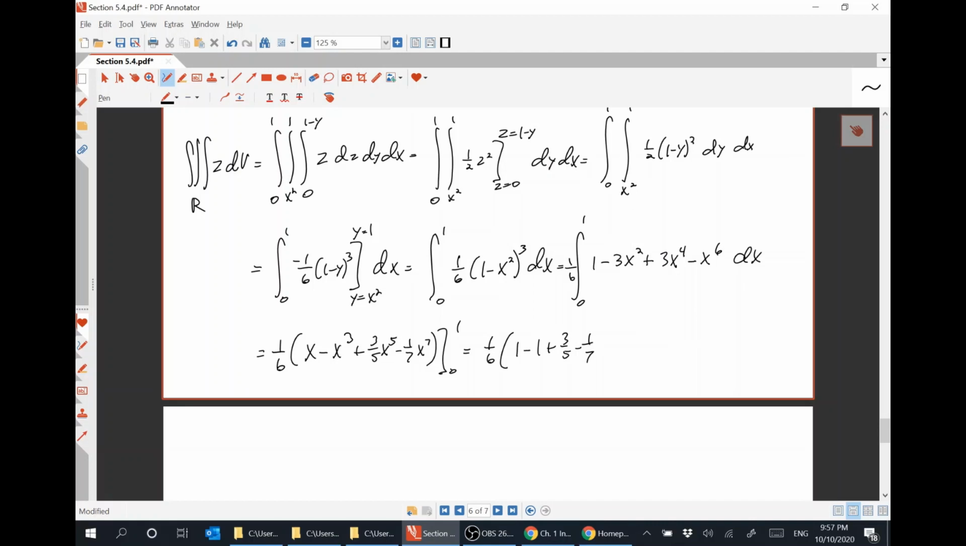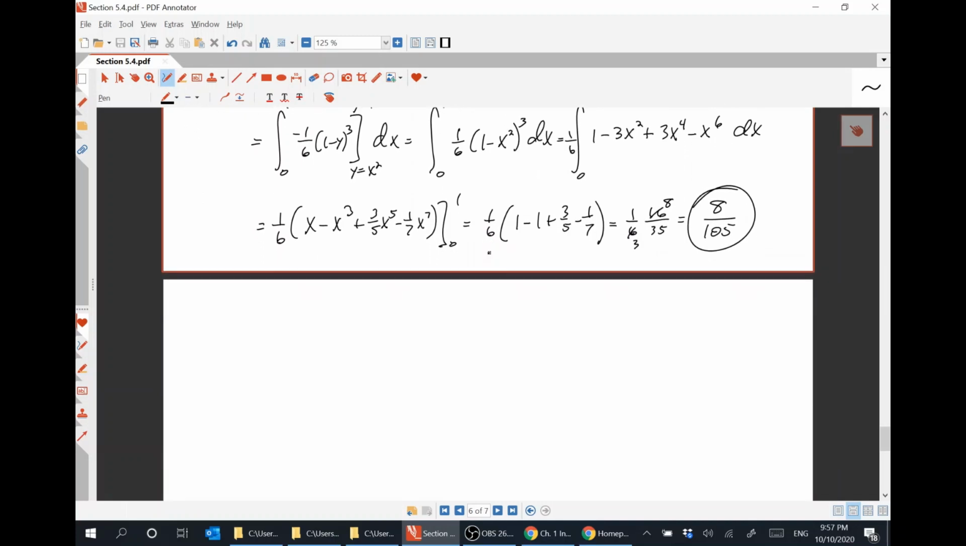And this is equal to 21 minus 5 is 16 over 35. So this becomes a 3, that becomes an 8, so you get 8 over 105. Okay? So that's the first calculation.